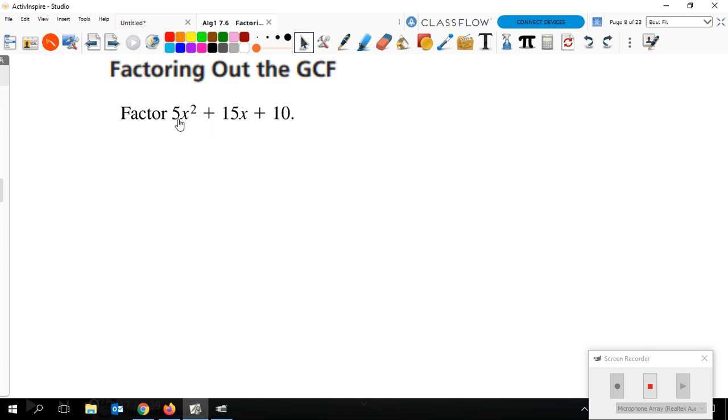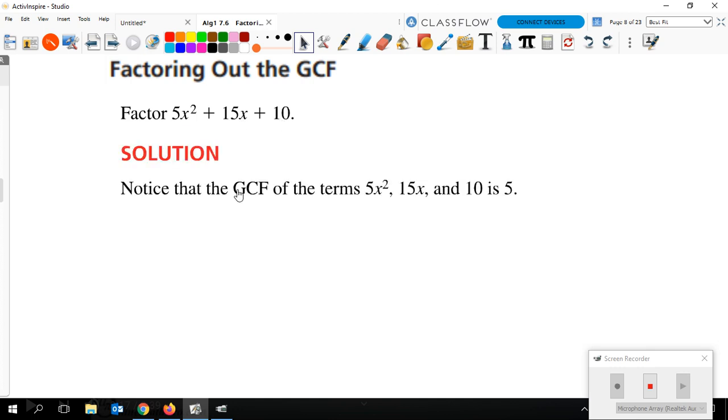So in this one you can see 5 can go into all 3 of these numbers, so 5 can come out. 5 is going to be out of the parentheses in red here, and for what's left, you are dividing every term by 5. So 5 divided by 5 is a 1x squared. 15 divided by 5 would be 3x, and 10 divided by 5 is 2. And that's what's left. You should have the same number of terms in the parentheses that you had in your trinomial. If you were to multiply 5 back in, we should get back to our original trinomial.